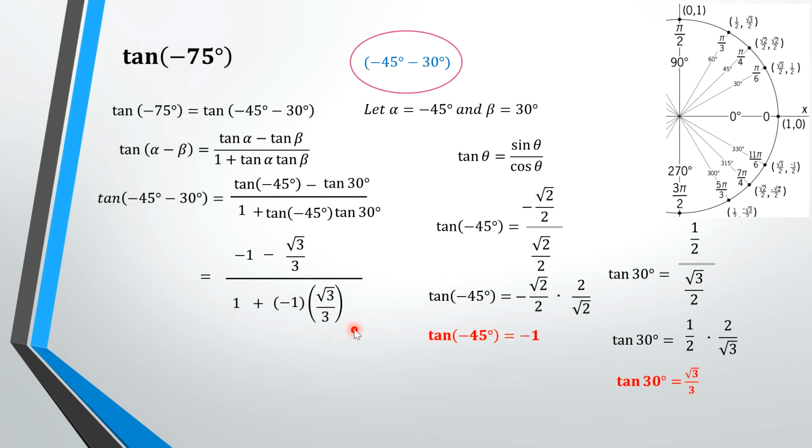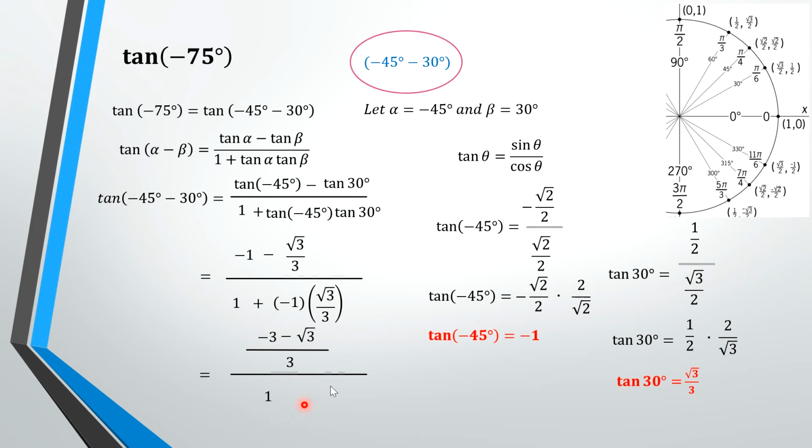Once you have that, let's simplify first our numerator. So to simplify this one, let's have the LCD, and the LCD is 3. 3 divided by 1, that is 3, times negative 1, that is negative 3. Copy the minus sign. 3 divided by 3, that is 1, times square root of 3, that is square root of 3. All over. In our denominator, let's simplify this first.